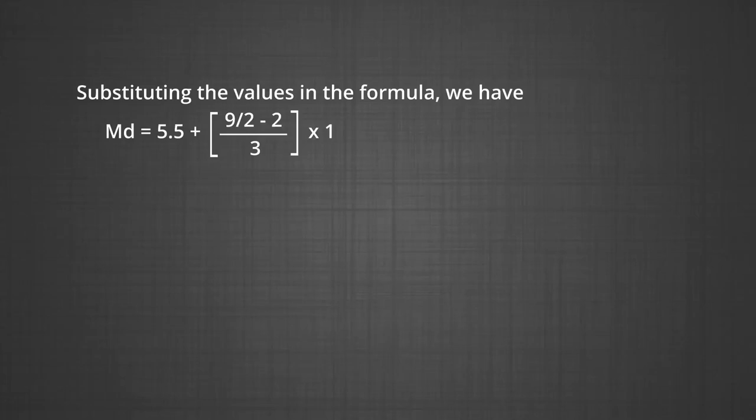Substituting the values in the formula, we have median is equal to 5.5 plus within bracket 9/2 minus 2 upon 3 times 1, is equal to 5.5 plus 2.5 upon 3. It gives me 5.5 plus 0.83, which is equal to 6.33, the final value.